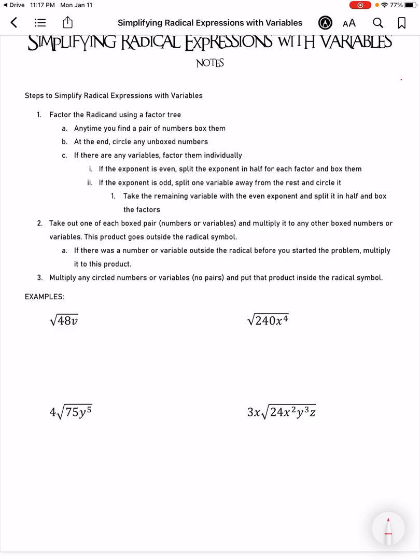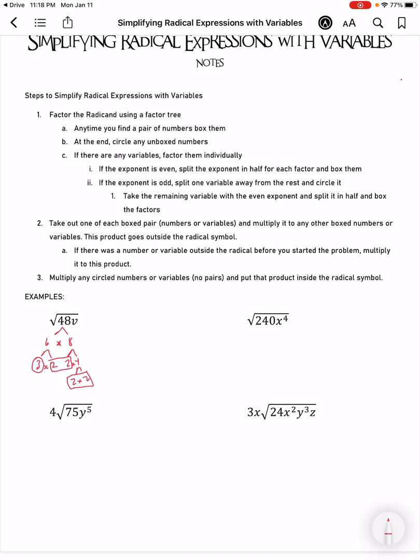So if you look at the first example, we have 48v. So I'm going to take the number 48 and I'm going to break it up. 48 can be broken into 6 times 8. Then I'm going to take 6, and it's going to be 3 times 2, and 8 is 2 times 4. I've got 2, so I'm going to box those. 4 breaks into 2 times 2. Box that as well, and the 3 gets circled.